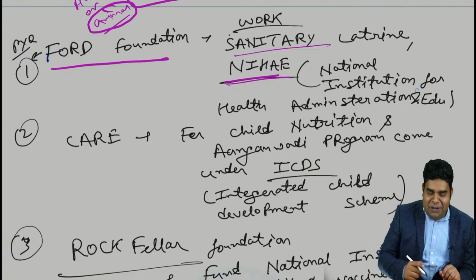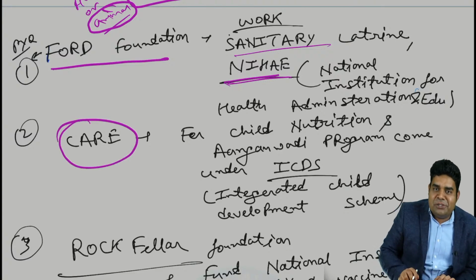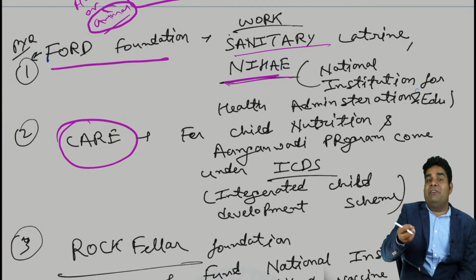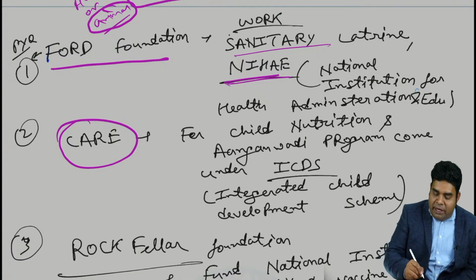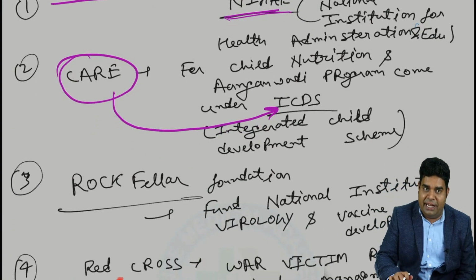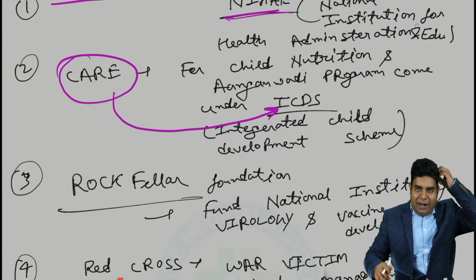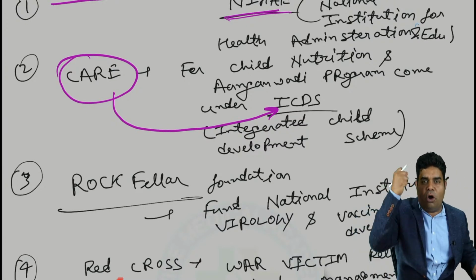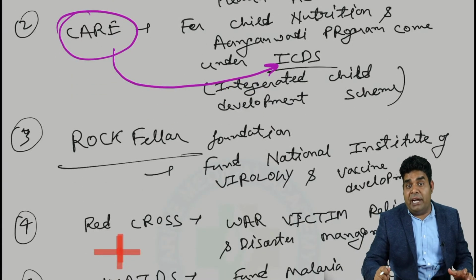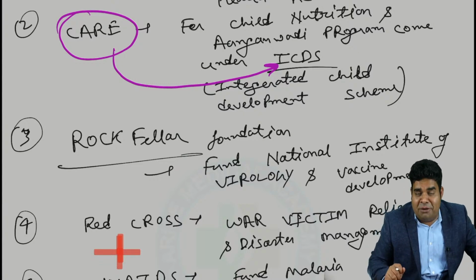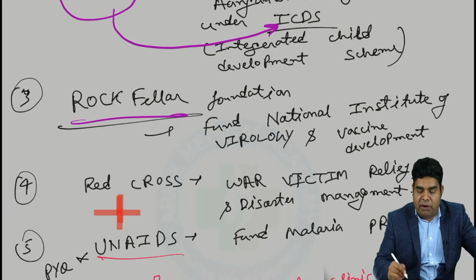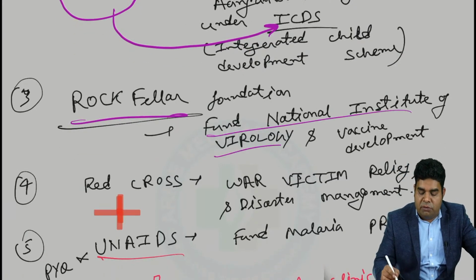Then there is CARE. Who needs more care? Children. So care is needed for children, and how will you care for them? By giving food in Anganwadi and all. So CARE fund ICDS program, it is expected in this exam. They can ask CARE. Then the third is Rockefeller, who is trying to make our foundation rock solid by giving us funds for research, so that all the patents would be for India and we can earn lakhs of millions of money. So Rockefeller is making our foundation solid by funding our research, and National Institute of Virology.